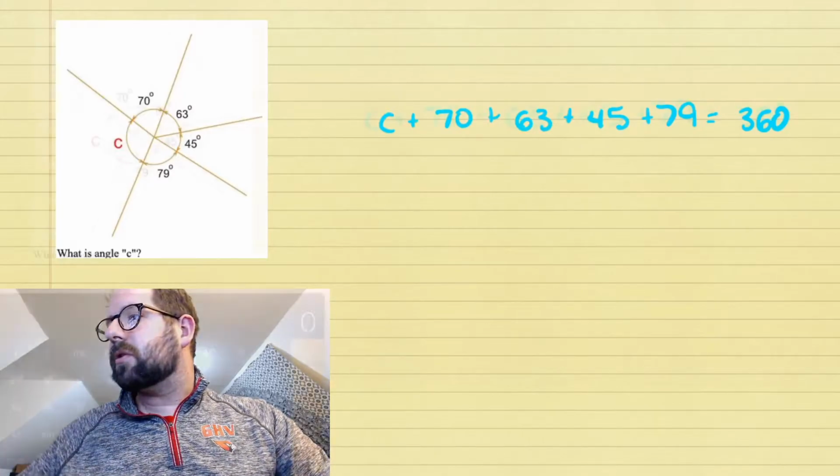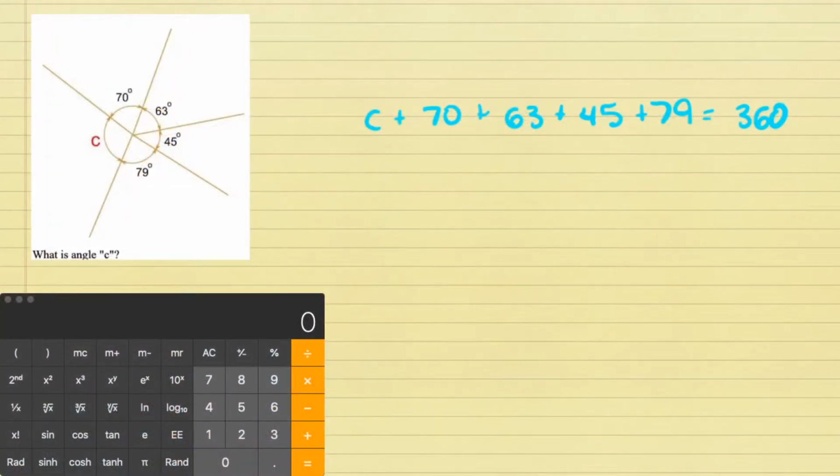So let's jump right to the calculator here. We're going to take 360, and we're going to subtract each of these angles. We're going to subtract the 70. We're going to subtract the 63. We're going to subtract the 45. We're going to subtract the 79. And if we do this right, we're left with C should be 103 degrees.